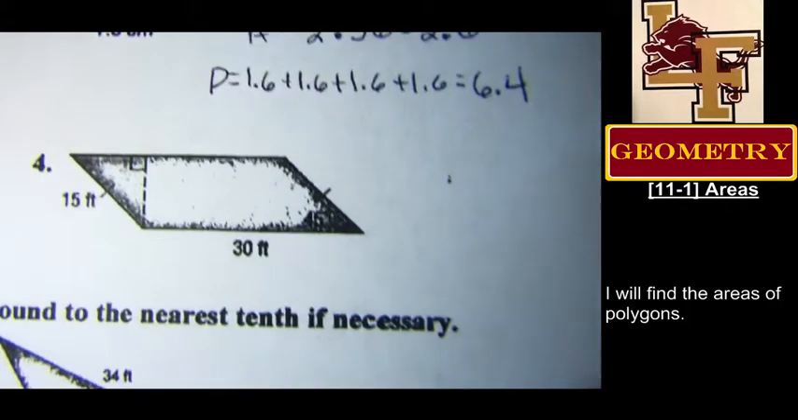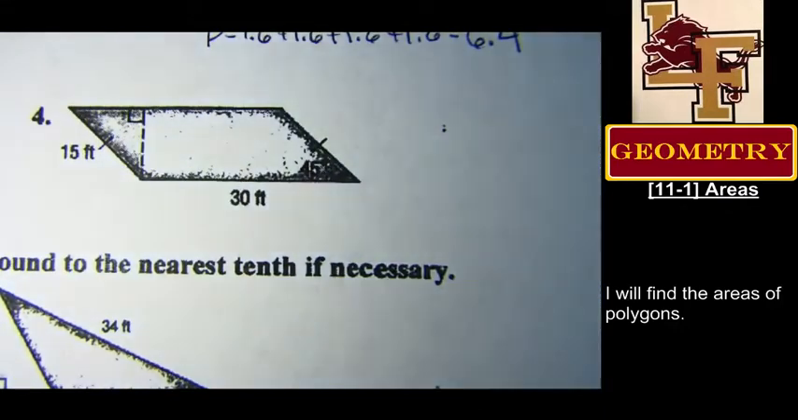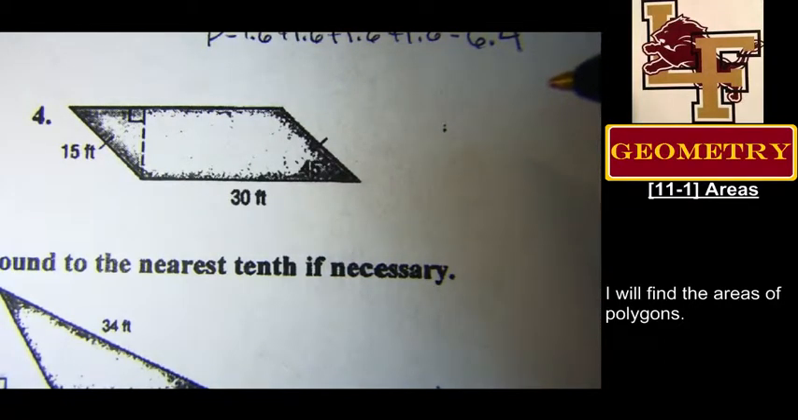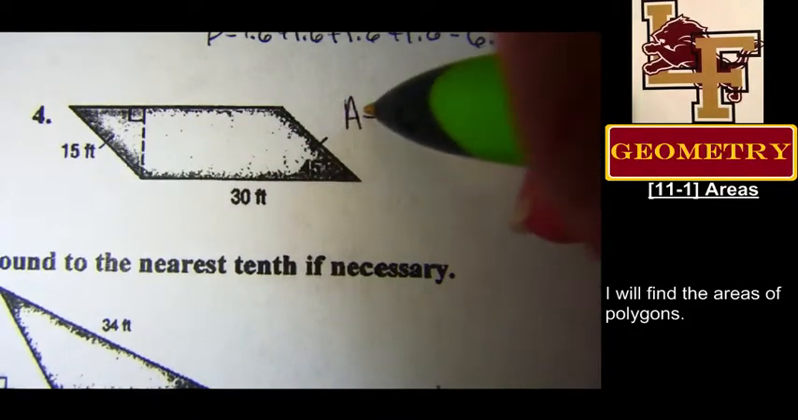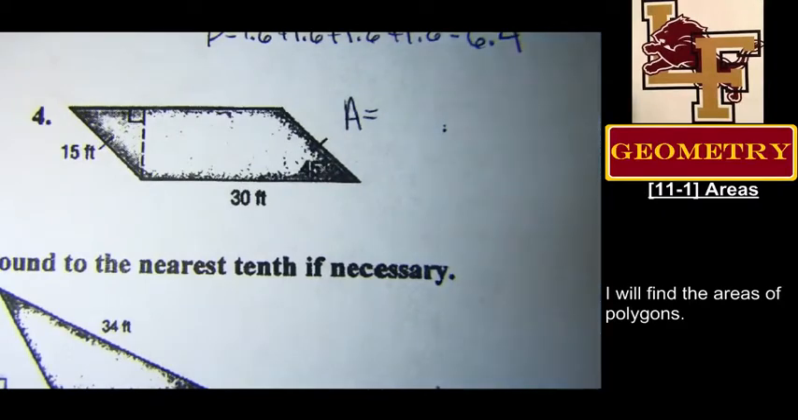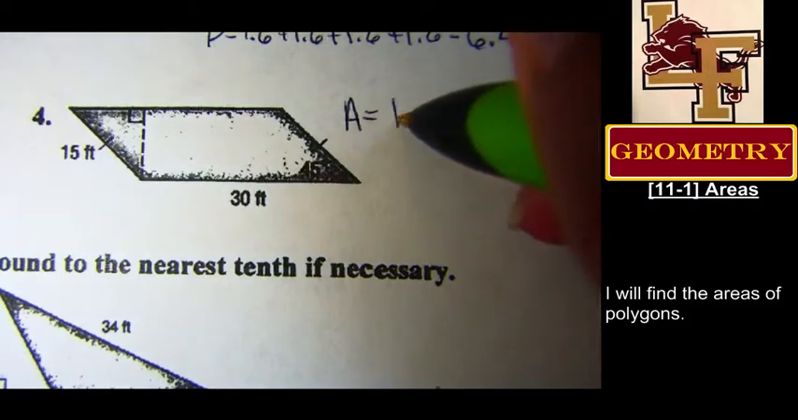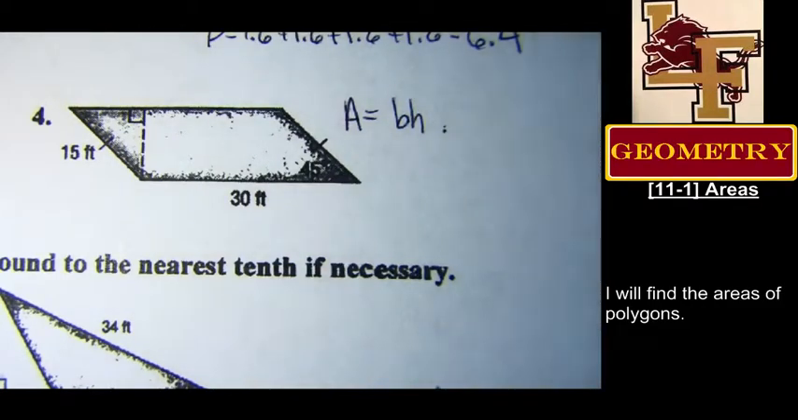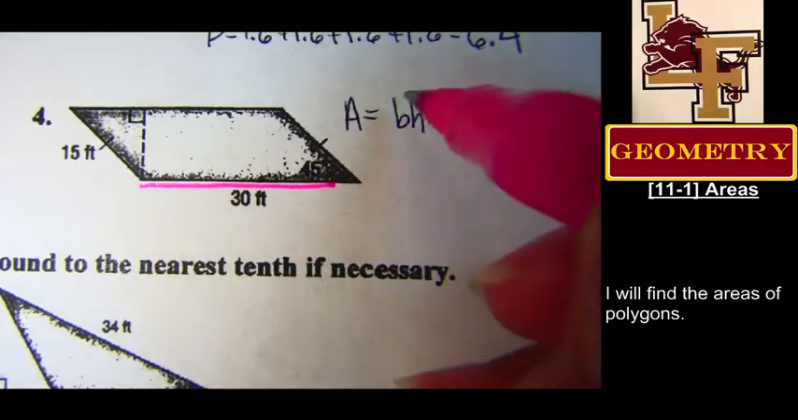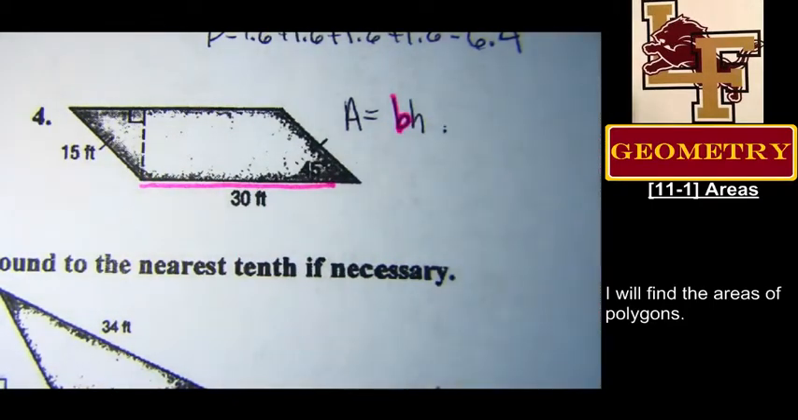Number 4? Okay. Number 4, started it and got a little stuck, yes? All right. What kind of shape is this? Parallelogram. What is the formula for area of a parallelogram? Base times height, yeah. What's the base? 30. What's the height?